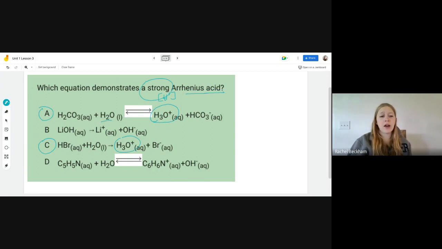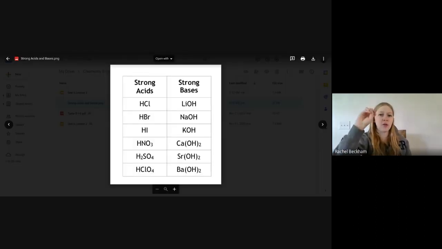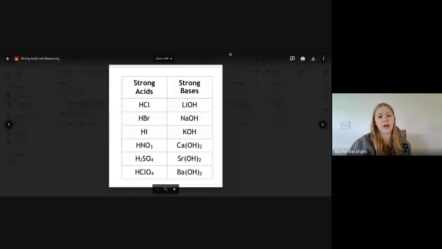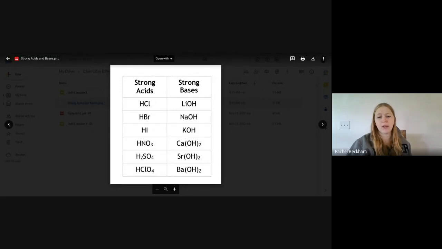So in order to do that, I have a list. It's in your student resource folder. It's in like the other folder. It says like other resources of strong acids and bases. So here's a list of those strong acids and bases, and we can compare that to what we have. So for our strong acids and bases, here they are here.